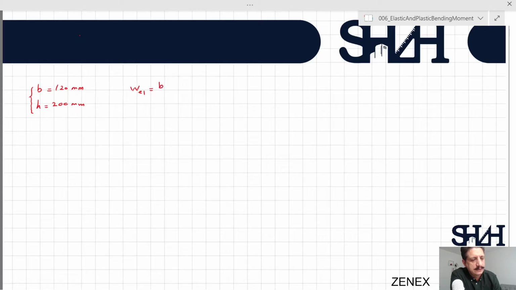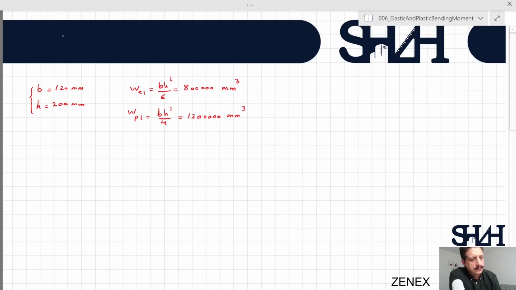W elastic is BH squared divided by 6. So 120 times 200 squared divided by 6, it will be 800,000 millimeter power 3, and W plastic is BH squared divided by 4, and it's 1,200,000.